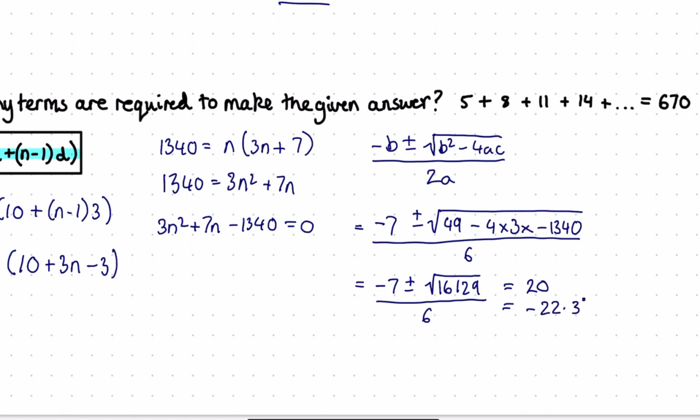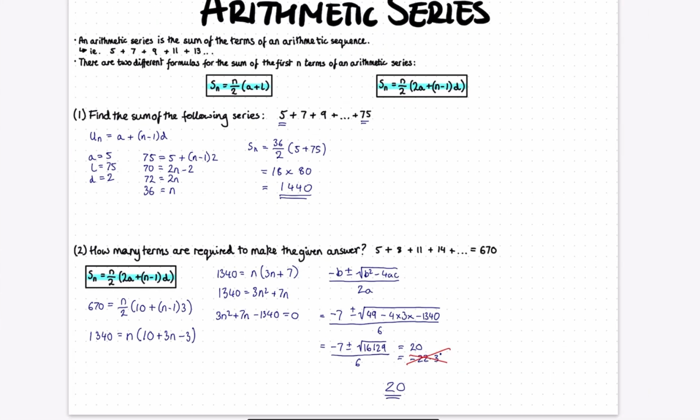However, as you can see, you can't have negative terms of a sequence adding up to make that. So what we're going to do is get rid of that answer, and our final answer is 20. So the number of terms required to make the given answer of 670 is 20.